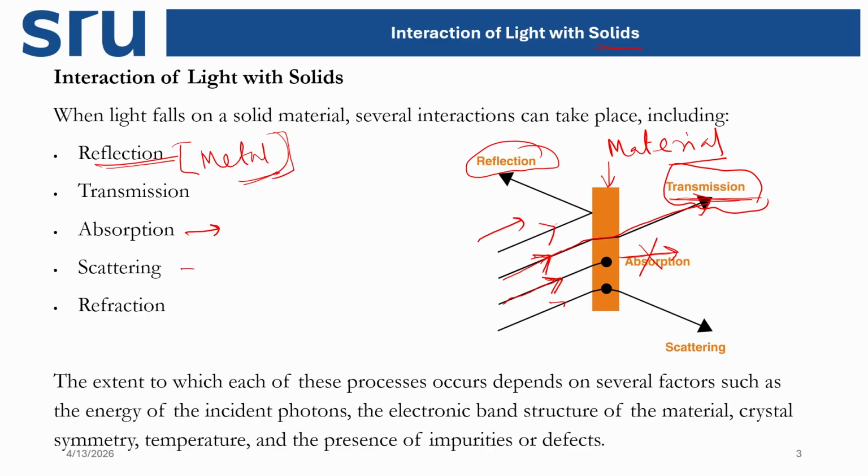Next is scattering. What is scattering? Let's say the incoming light comes onto the material surface, then it goes out in different directions. So it is scattered in different directions. That process is called scattering. The incoming light comes and interacts with the material, and the light is scattered randomly in different directions. This process we call scattering.